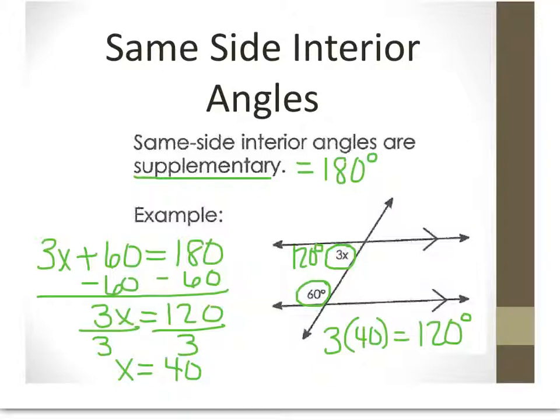Alrighty? Alright. Some of you may be saying, yeah, but that looks like an acute angle. Remember, in geometry, we never go by looks. We always have to prove everything mathematically. Okay? So mathematically, this says that this angle is 120 degrees.